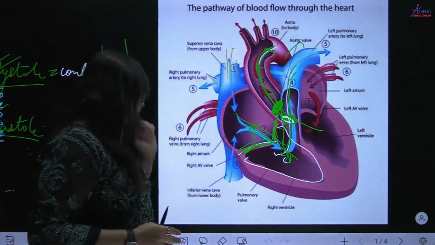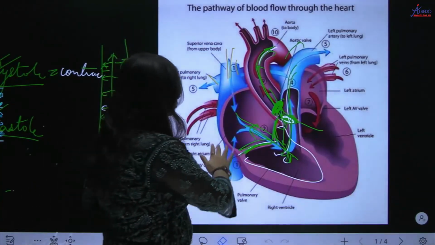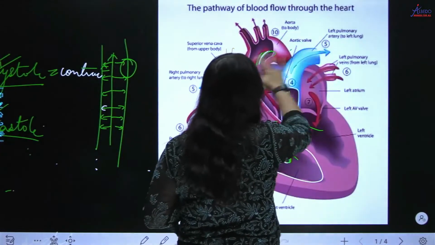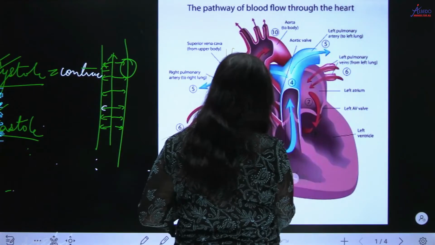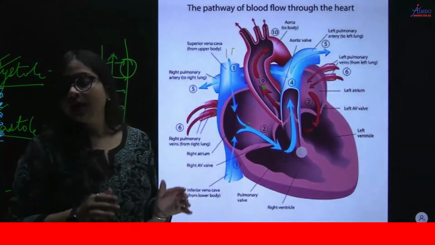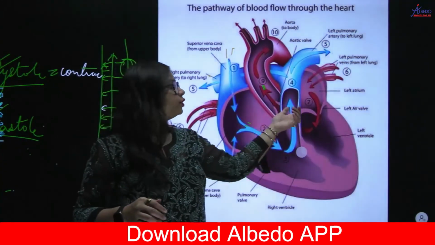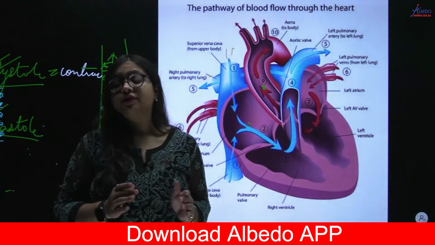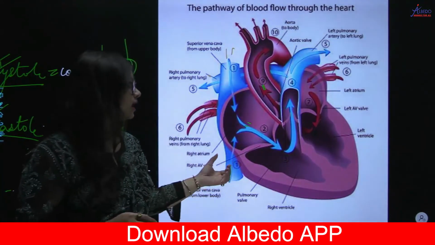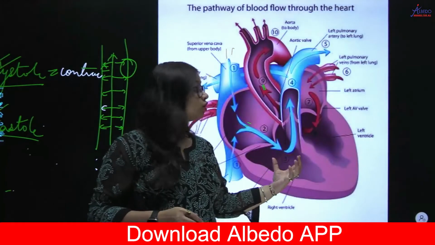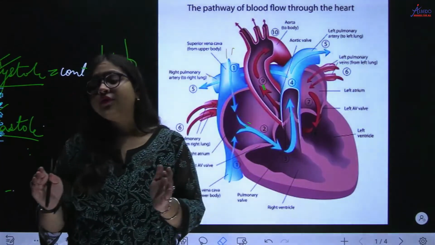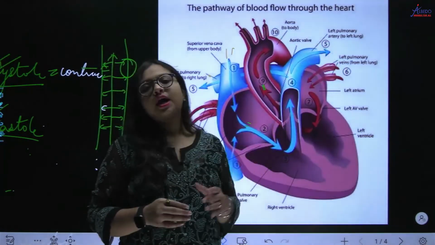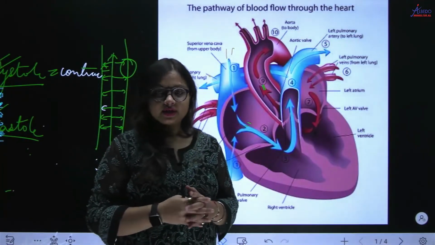I will open this image for you so that you can understand better. Okay, give an arrow and write: also there is opening of the aortic and pulmonary valves, so that contraction of the ventricles leads to flow of blood through the aorta and pulmonary artery, right?